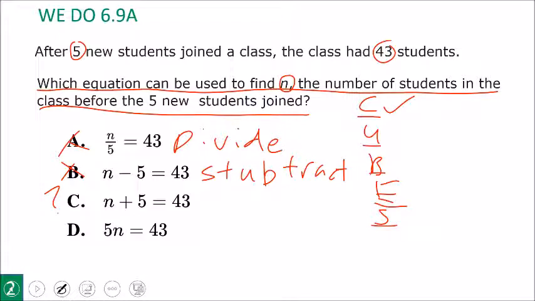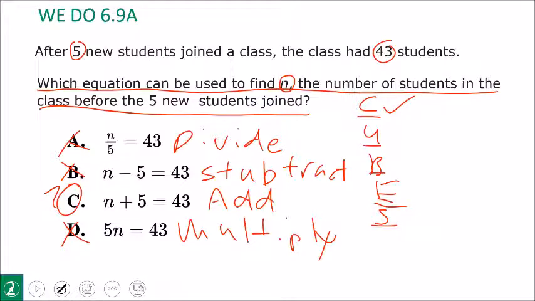And then we've got 5n. Well, that means it's multiplication. There's an invisible multiplication between 5 and n. So multiply. And this is add. I forgot add here. So that's trash. This is for multiply. Definitely C is our answer.